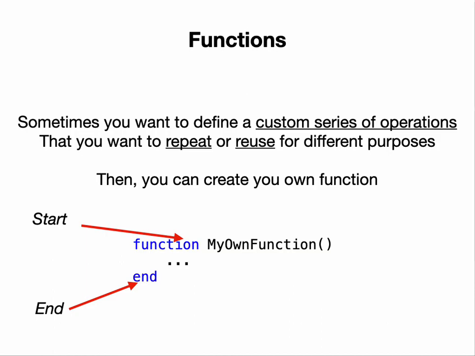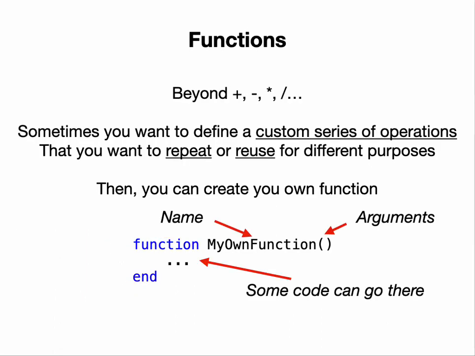The function starts with the keyword function and ends with the keyword end. For those who know about MATLAB, it's the same in Julia. It looks like this. Next to the function keyword, there is the name of the function. So here you give whatever name you want for your function. And in round brackets here, you will define the input arguments of your function.